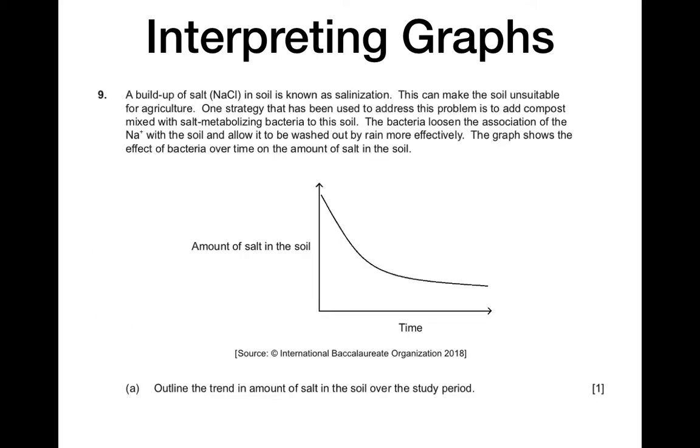Okay, here's another one. Here we have salt buildup in soil, and we're showing the effect of bacteria over time and the amount of salt. So these are salt-metabolizing bacteria being added to the soil. Outlining the trend, as time goes on, the amount of salt in the soil decreases, and then kind of plateaus. It begins to decrease very quickly, and then continues to decrease at a much slower rate.